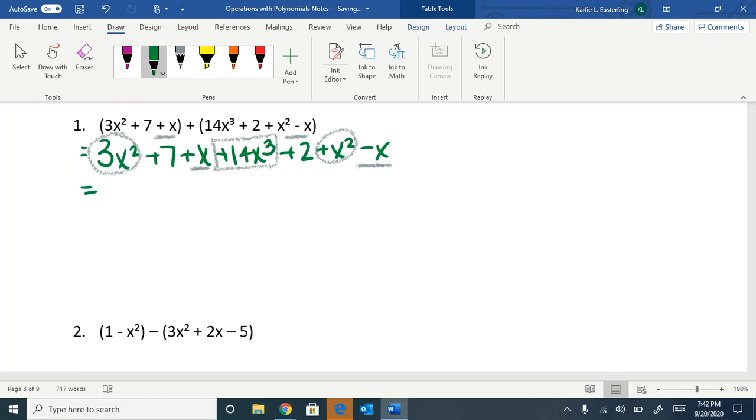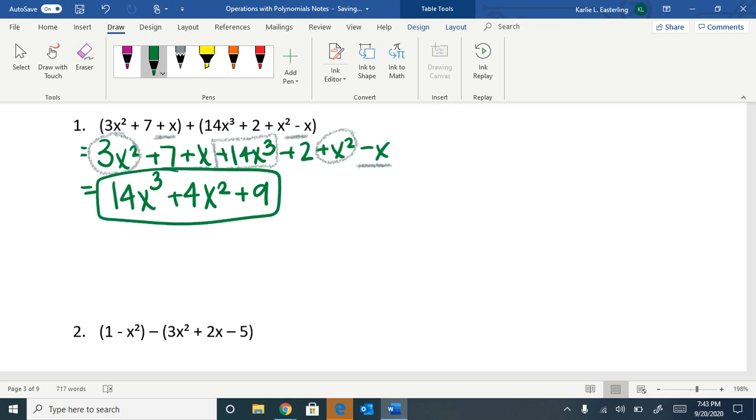My biggest term that we had was that x cubed, so we're going to rewrite 14x cubed because we're not combining it with anything. Then we're going to look for our x squared. So we have 3x squared plus x squared, which will give us plus 4x squared. Then we had positive x and negative x, which would give us 0x because we have one and we're subtracting one. So we're not going to write anything for our x values. Then we're going to look at our constants, and we had 7 plus 2, and that will give us 9. And this right here is your final answer.